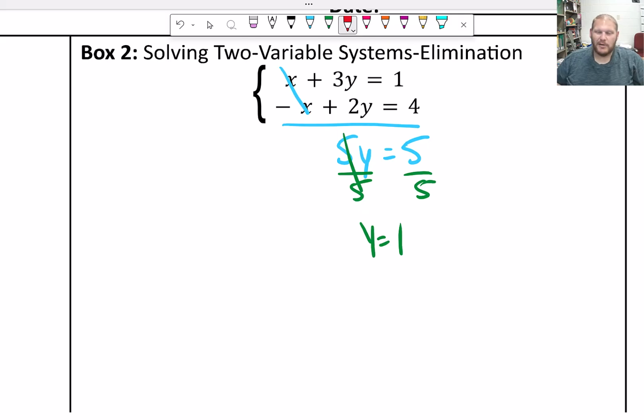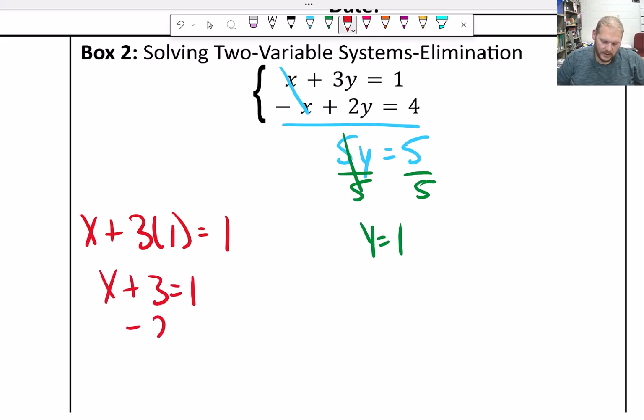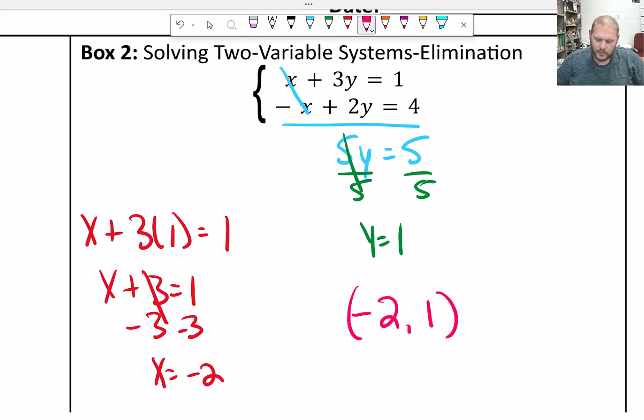So I'm going to take it back to my original top equation because that one was just x. So in that original top equation, it was x plus 3y equals 1. So that would mean x plus 3 equals 1. So when I subtract 3 on both sides, I end up with negative 2 for my solution. So that tells me that negative 2 comma 1 would be my final answer.